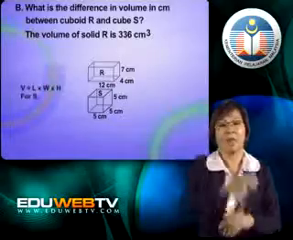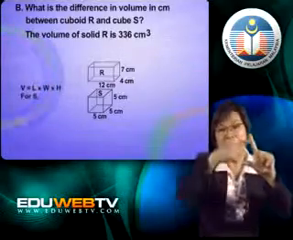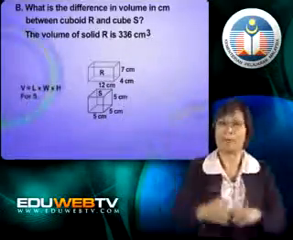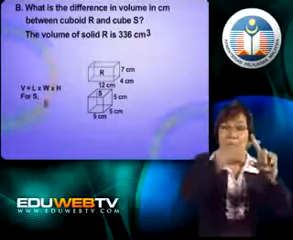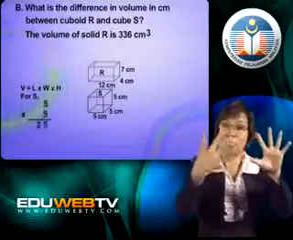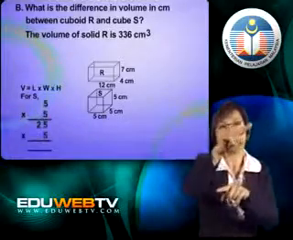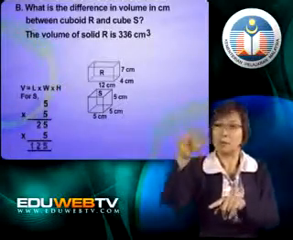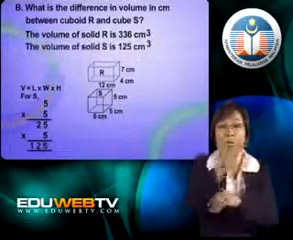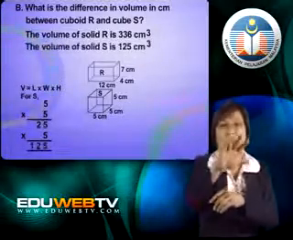Volume S is equal to length multiplied by width multiplied by height. 5 multiplied by 5 equals 25. And 25 multiplied by 5 equals 125 centimeter cubic. The volume of solid S is 125 centimeters cubic.